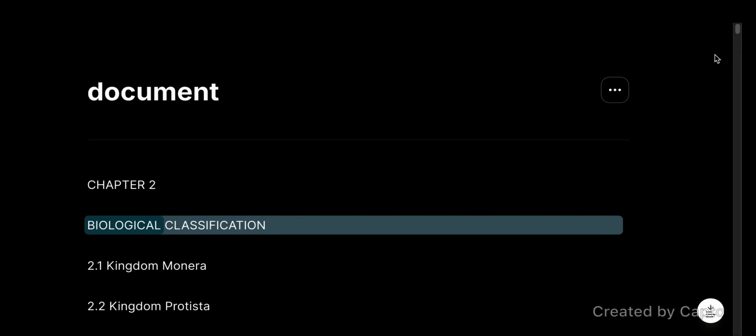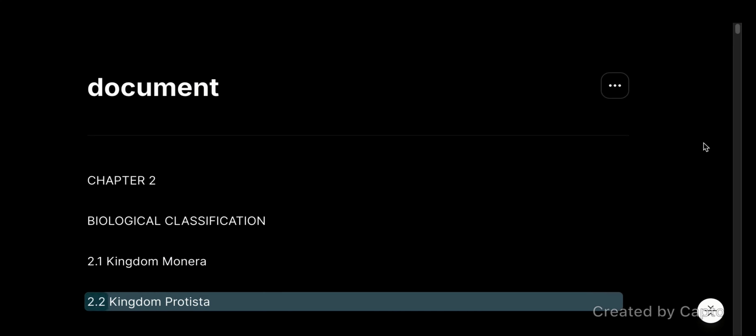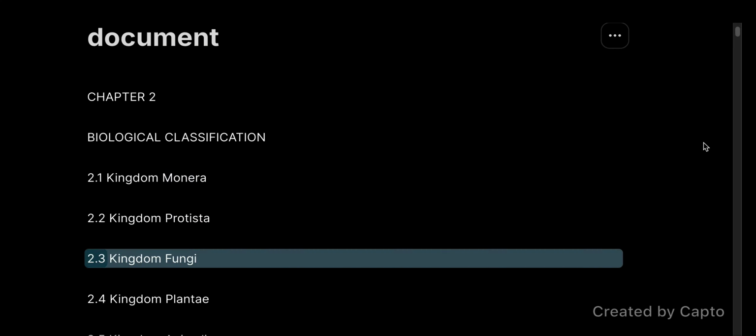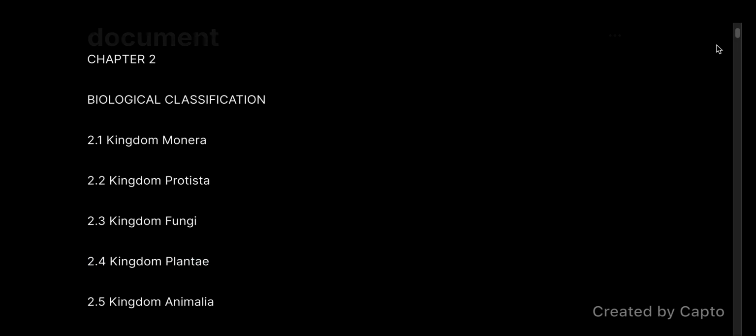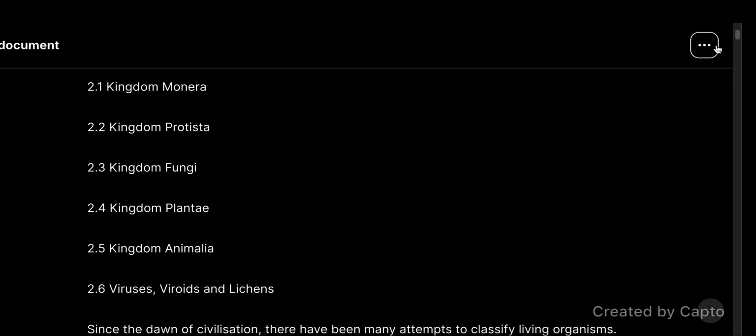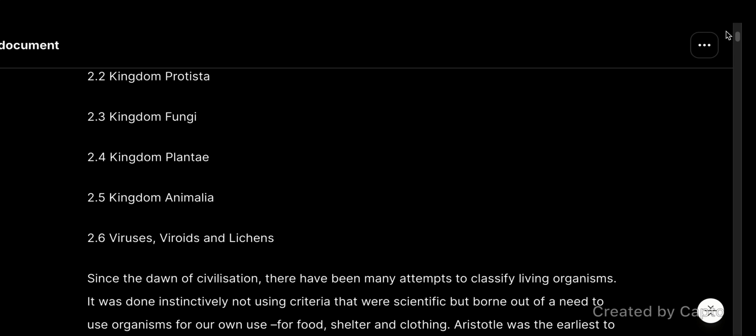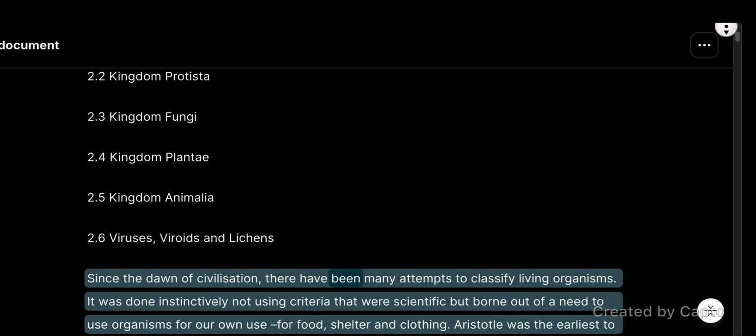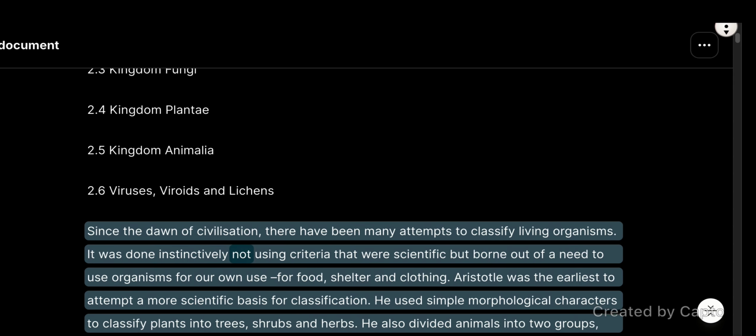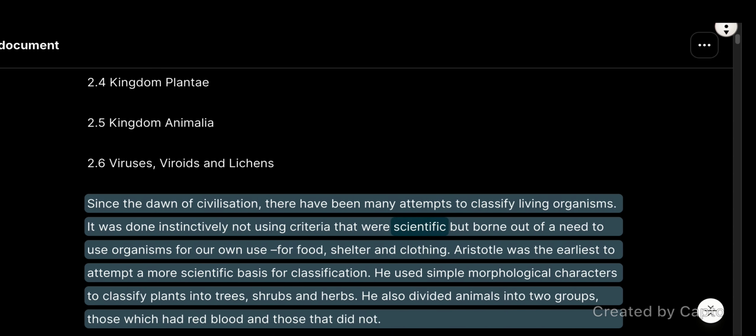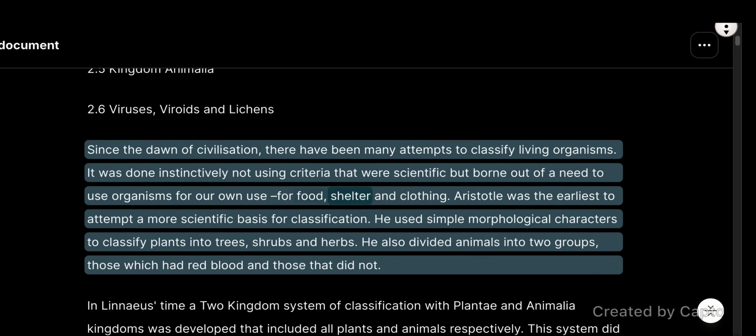Chapter 2, Biological Classification. 2.1 Kingdom Monera, 2.2 Kingdom Protista, 2.3 Kingdom Fungi, 2.4 Kingdom Plantae, 2.5 Kingdom Animalia, 2.6 Viruses, Viroids and Lichens. Since the dawn of civilization, there have been many attempts to classify living organisms. It was done instinctively, not using criteria that were scientific, but born out of a need to use organisms for our own use for food, shelter, and clothing.